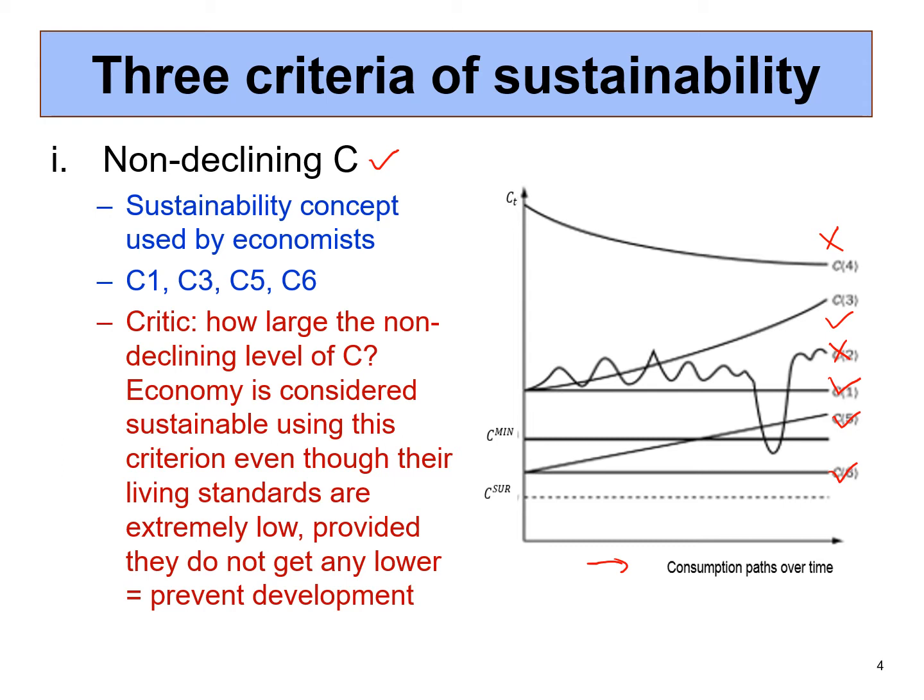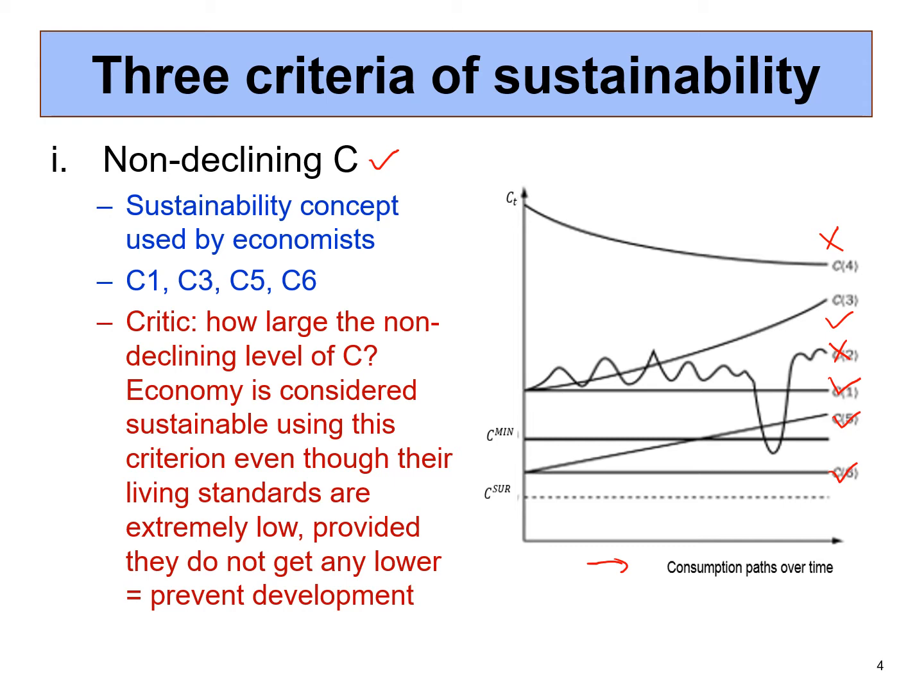The critic says that the non-declining level of consumption, no matter how large, isn't it? So do you consider such a very large or small decline in consumption to also mean it is not sustainable? So an economy is considered sustainable using this criterion, even though their living standards are extremely low, provided that they do not get any lower. So this will prevent development, isn't it?